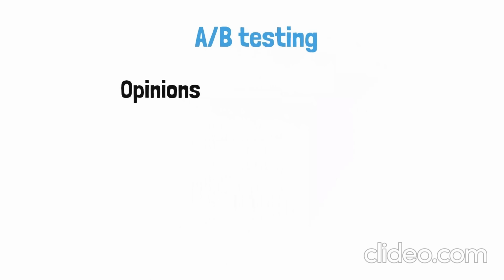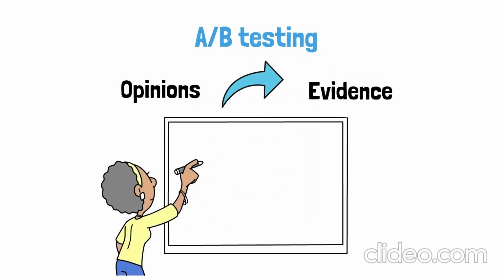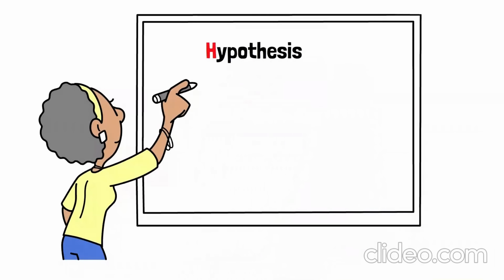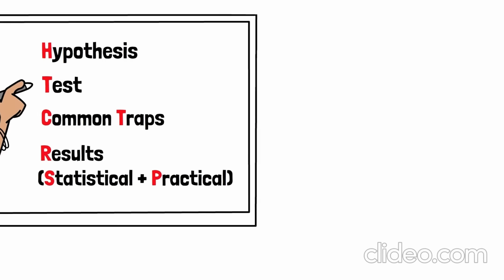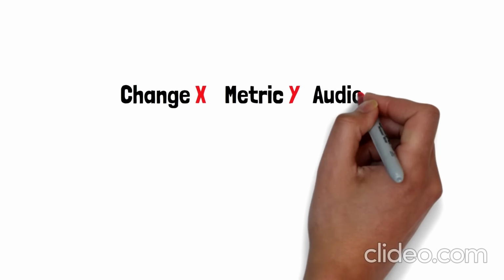A/B testing turns opinions into evidence. Today you'll set a strong hypothesis, size the test, avoid common traps, and read results with both statistical and practical significance. Write a crisp hypothesis. Change X will increase metric Y for audience Z.